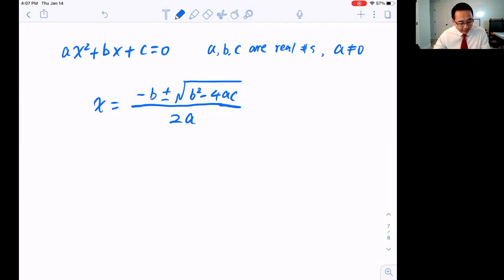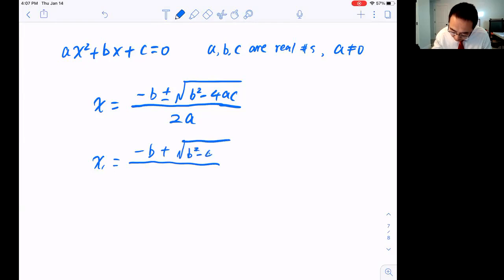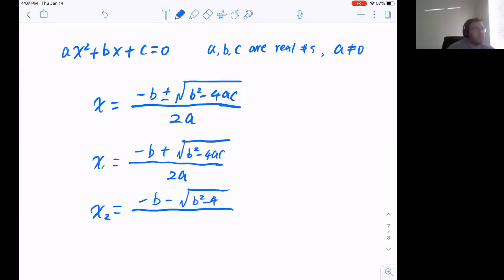And how do you write the answers again for that too? You write x1 equals -b plus the square root of b squared minus 4ac, divided by 2a, and then x2 equals -b minus the square root of b squared minus 4ac, divided by 2a. So you would just write x1 equals whatever that is, and x2. Yep, x1 and x2.